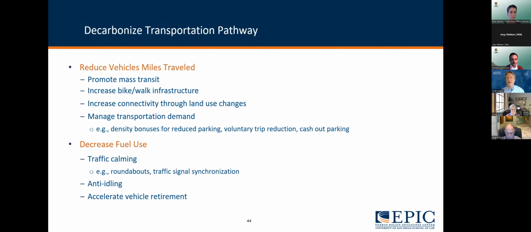So for reducing vehicle miles traveled, opportunities exist in the areas of promoting mass transit, increasing bike and walk infrastructure, increasing connectivity through land use changes, and managing transportation demand. From the aspect of decreasing fuel use, there's an opportunity to expand efforts to calm traffic, like roundabouts or traffic signal synchronization, anti-idling, and accelerating vehicle retirement. So getting less efficient cars off the road.